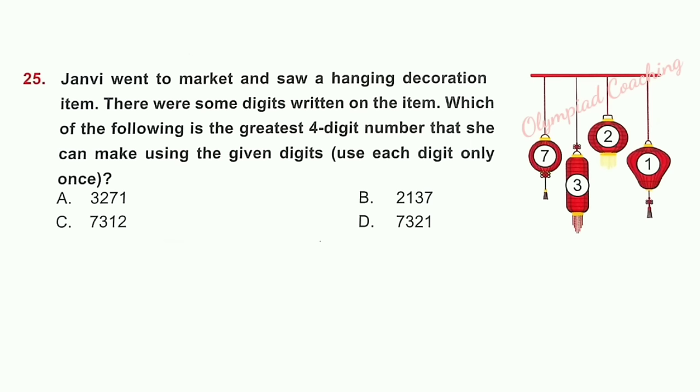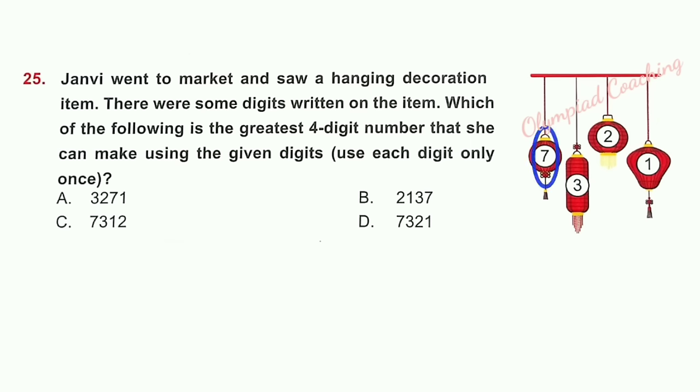Question number 25. Janvi went to market and saw a hanging decoration item. There were some digits written on the item. Which of the following is the greatest 4-digit number that she can make using the given digits? Use each digit only once.